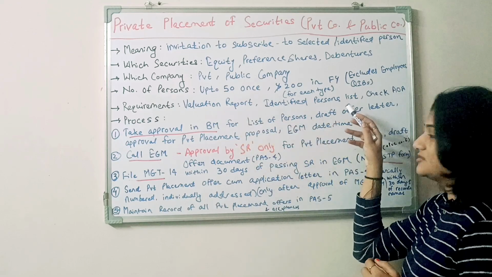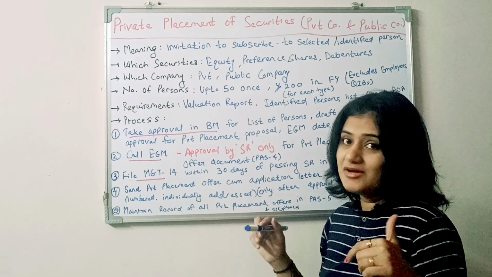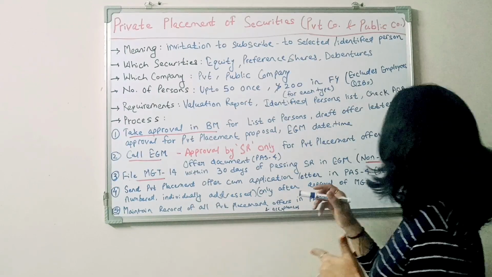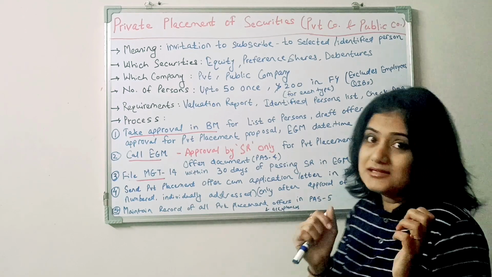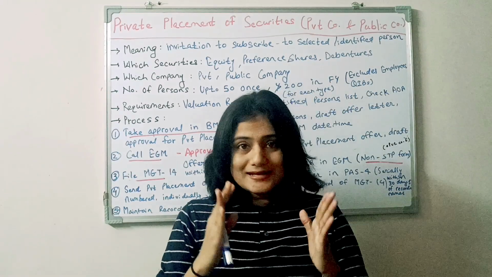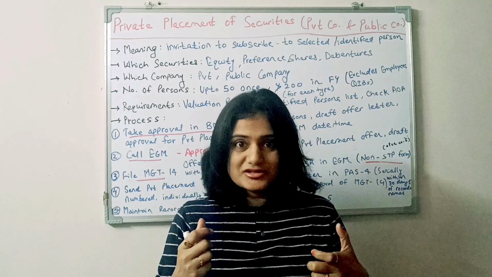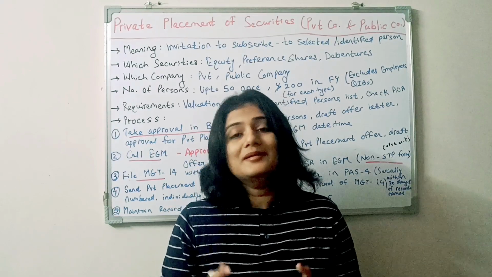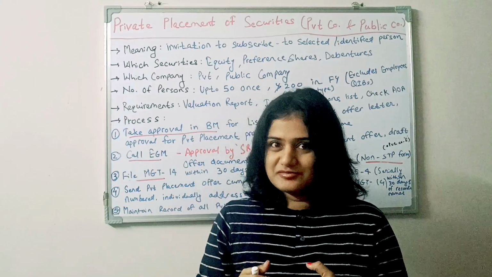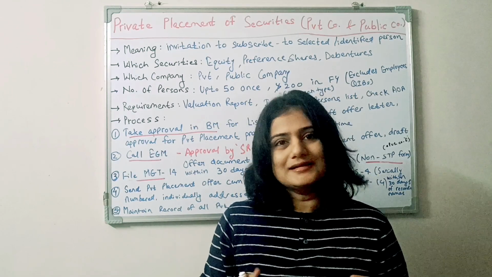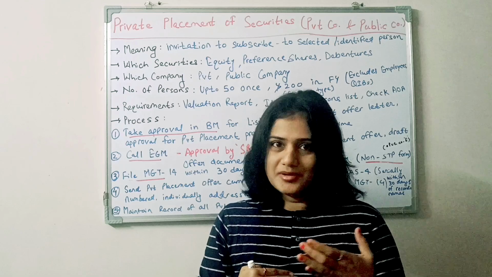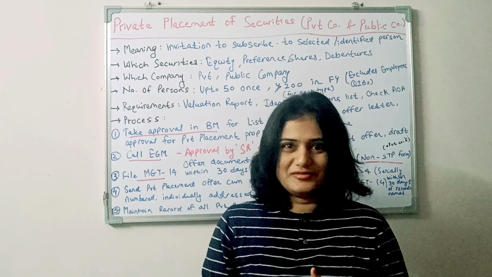Now the identified person list. This list is identified by the board of directors of the company. The board has power over this, and you have to check the articles of association. Is there any restriction or any additional requirement, other than the Companies Act requirements, for making the private placement offer? So check the articles of the company. If it is required to amend the articles, then first do the amendment process and then proceed with this private placement offer.